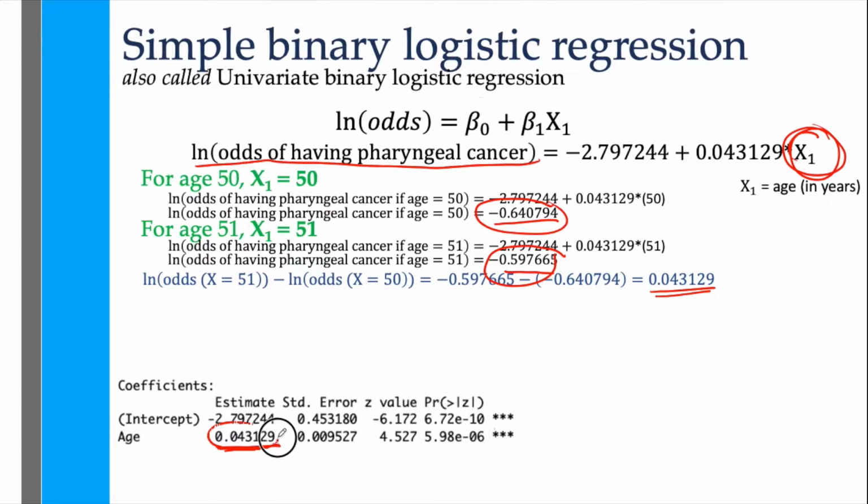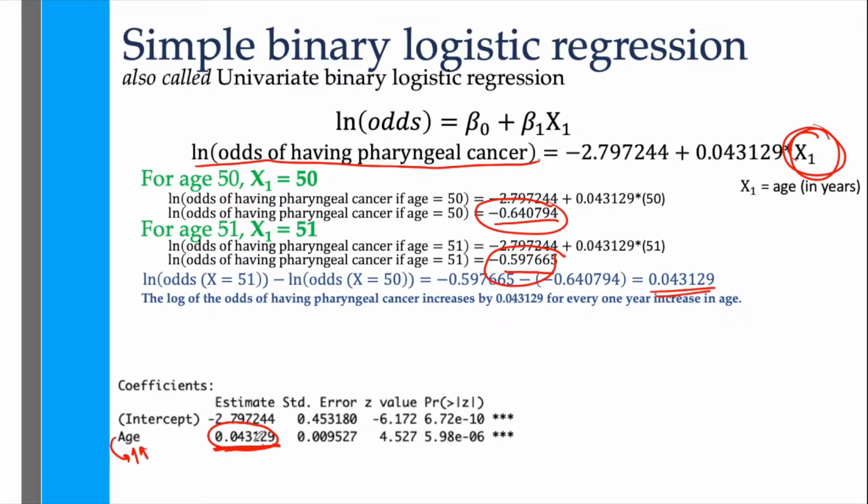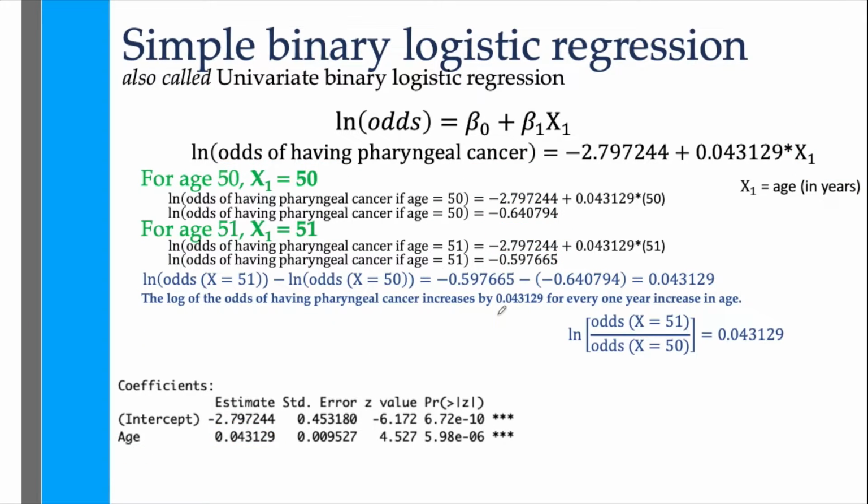Meaning, this value tells us that for 1 unit increase in age, the ln of the odds increases by 0.041329. Now, performing what we had a while ago, if I make use of the fact that ln of A minus ln of B is the same as ln of A over B, meaning if this is your A and this is your B, that will result in 0.043129.